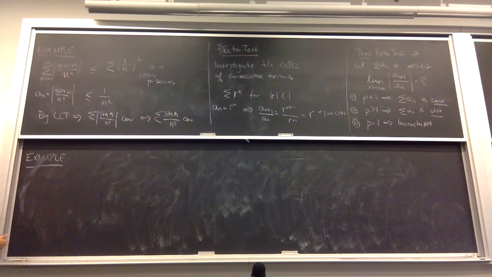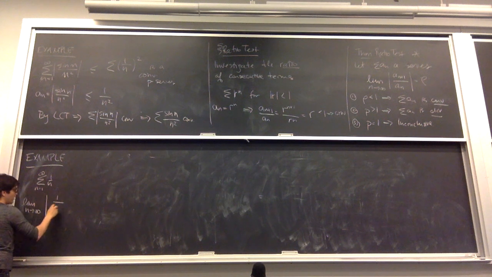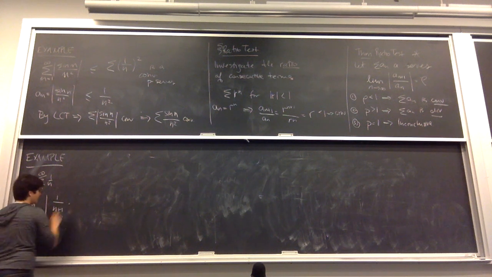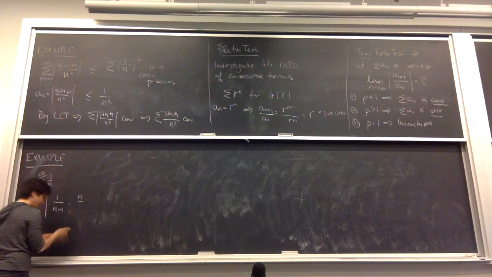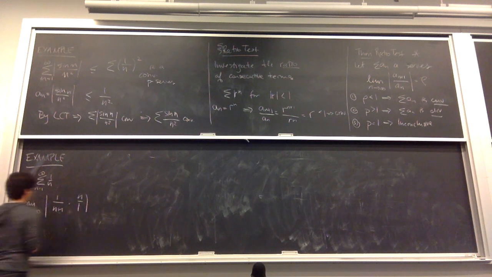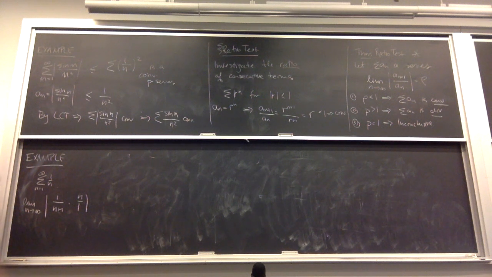Okay, here's an example. So let's consider the harmonic series, 1 over n from n equals 1 to infinity. What's the ratio here? The ratio is going to be given by the limit as n goes to infinity of 1 over n plus 1 times n over 1. That's me dividing. This is a_{n+1} over a_n. I'm skipping some steps. It's filled in the notes. But what is this limit? 1.